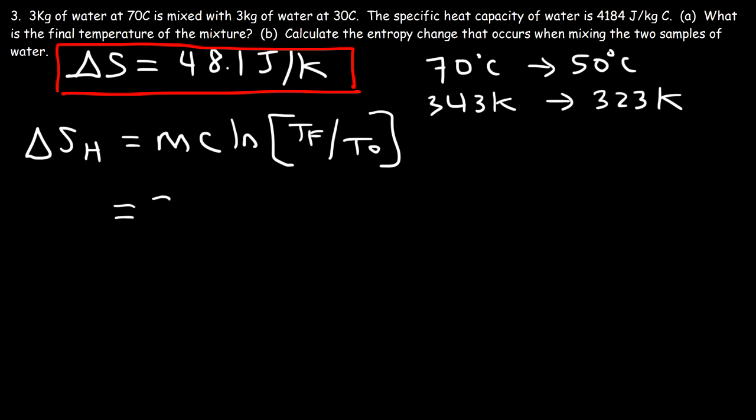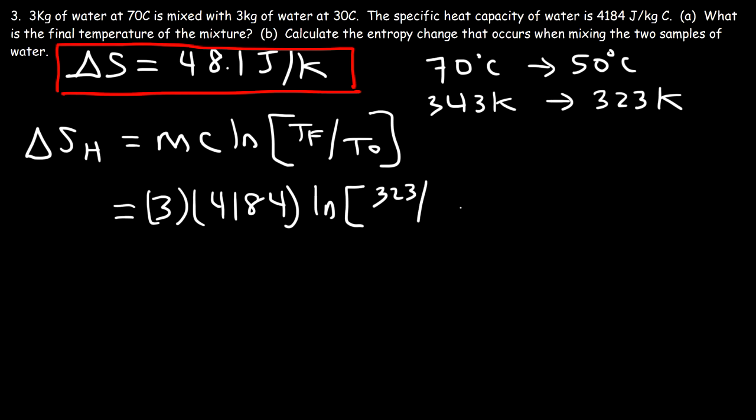So the mass is 3 kilograms. The specific heat capacity is 4,184. And then it's going to be the natural log of the final temperature, which is 323 Kelvin, divided by the initial temperature of 343 Kelvin. And so this is equal to negative 754.1 joules per Kelvin.